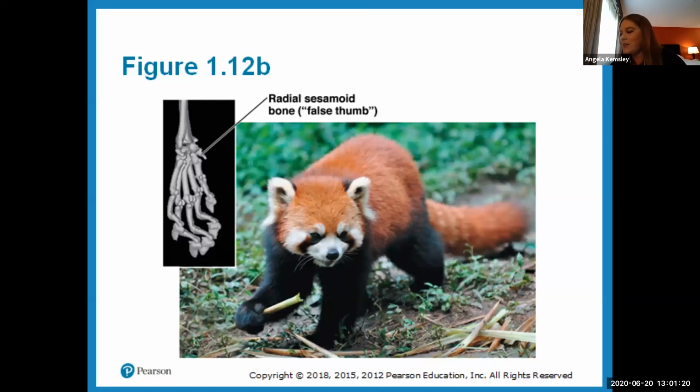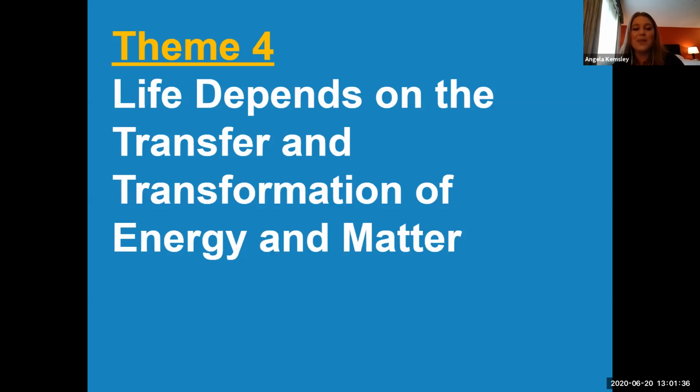You know, take a look at your feet. Why are they big? Why do you have toes? It's for walking, right? Structure is related to function for pretty much everything at every one of those different levels of hierarchy. Theme number 4, life depends on the transfer and transformation of energy in matter.